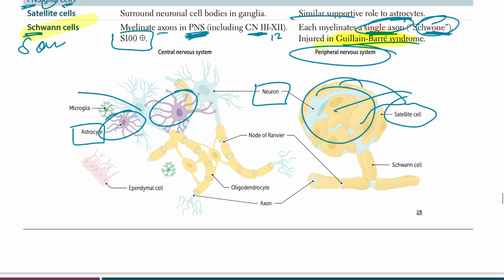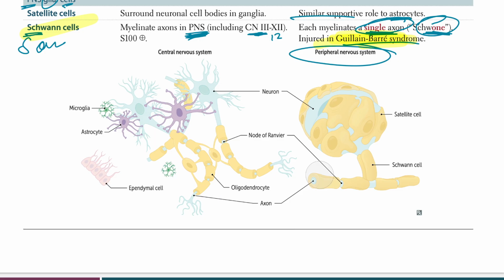Now just look at this picture here. We have the neuron right in the middle. Around the neuron, we said we have the astrocytes in the CNS and the satellite cells in the PNS. We have the node of Ranvier in both the PNS and CNS, and we have oligodendrocytes forming the myelin in the CNS versus Schwann cells forming the myelin in the PNS. Axons are there, and ependymal cells there. Specialized ependymal cells will form the CSF.